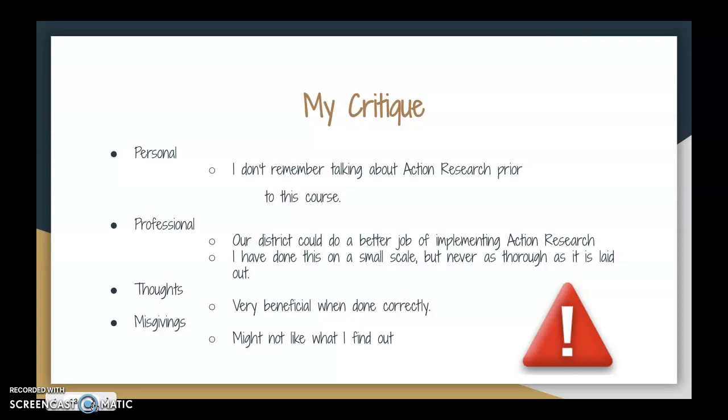So my critique personally, I don't remember talking about action research prior to this course. So this has definitely been an eye-opener to me about what I should be doing as an educator and how I can perform action research in my own class.